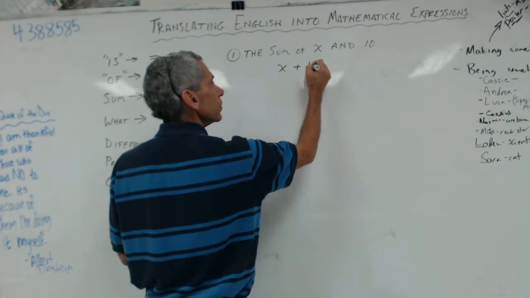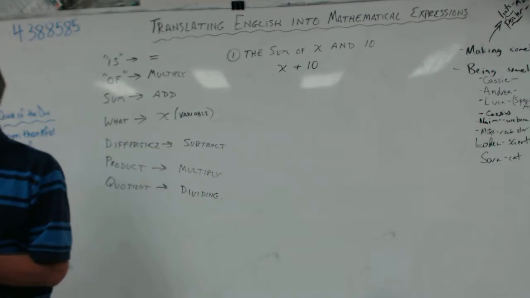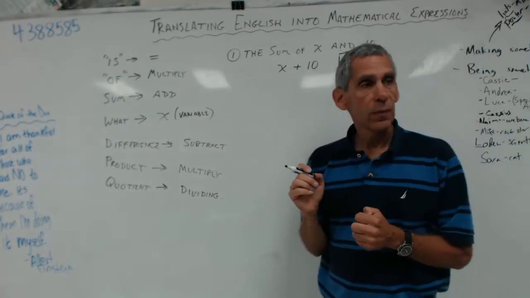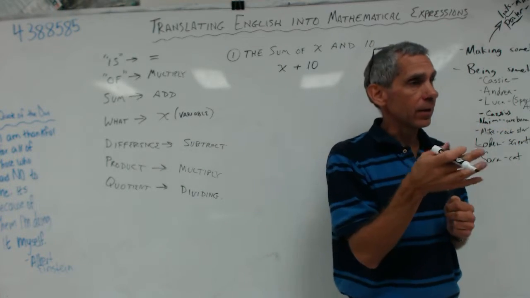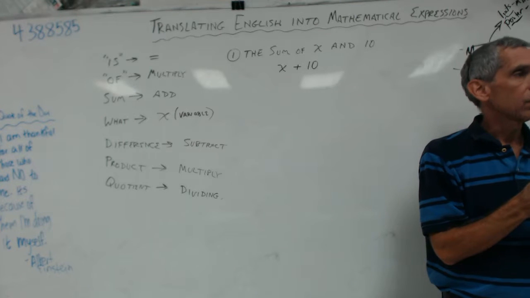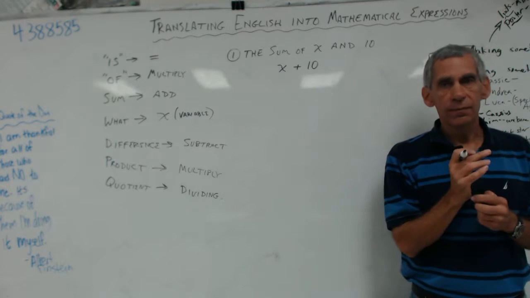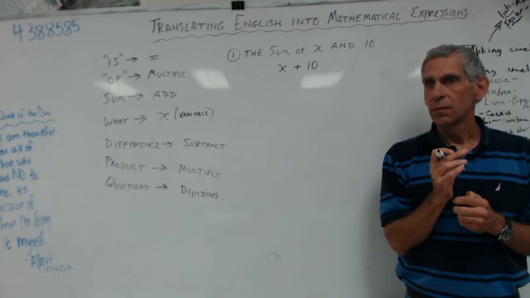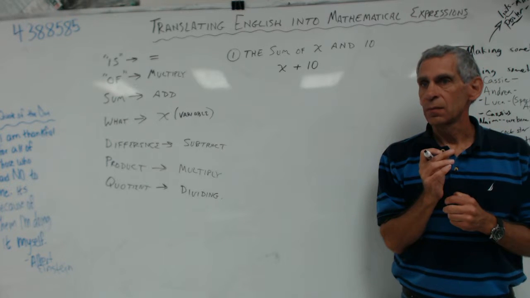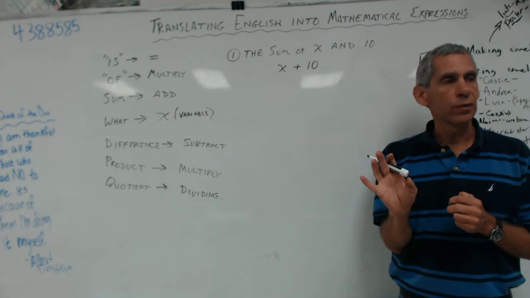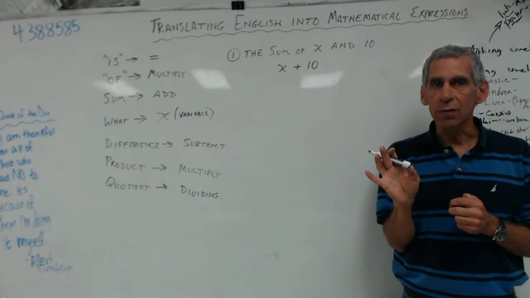And is also plus. No, because it can depend on the context. It can also just be, what is x and 10? X and 10 equals 36. Correct. So sometimes and also means plus, but it doesn't always.